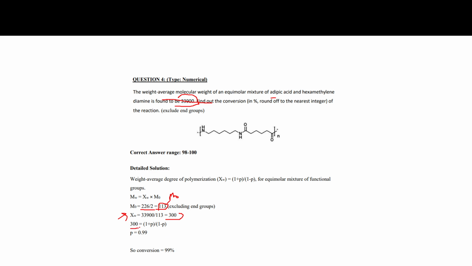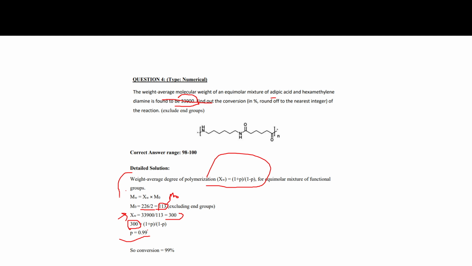So if you put the degree of polymerization in that equation, you have to calculate the percentage of conversion. So we can put it in directly and get the percentage of conversion. For the number average molecular weight, this will be 1 by 1 minus P, but when we go for the weight average molecular weight, it will be 1 plus P by 1 minus P. So you have to remember these equations.